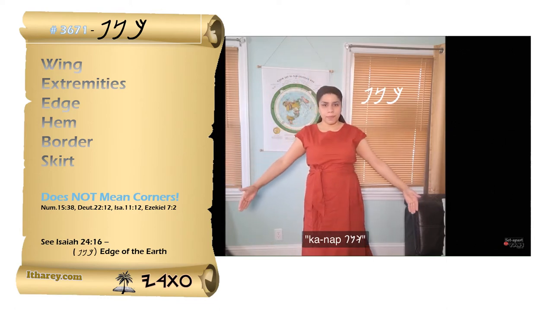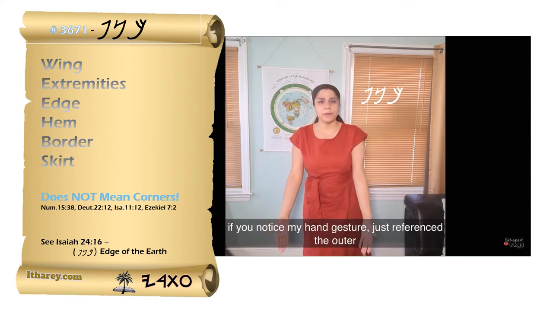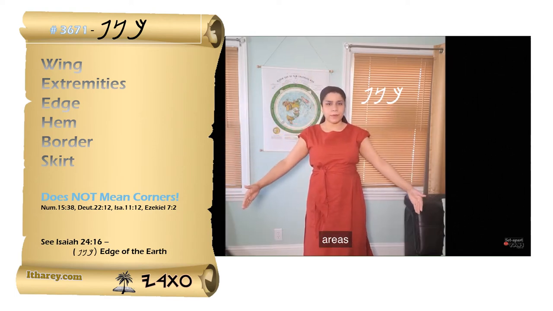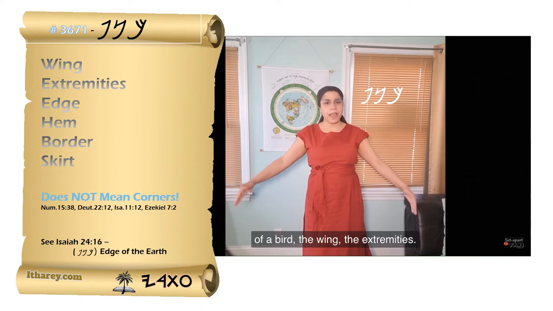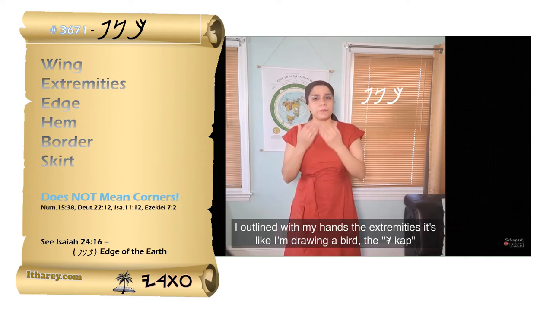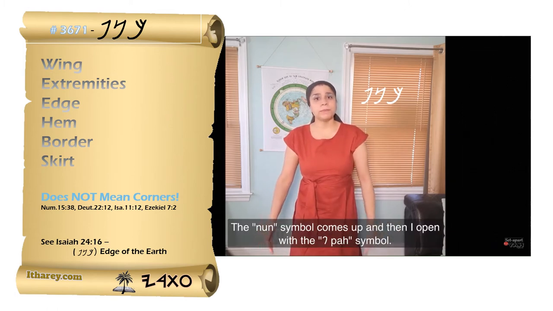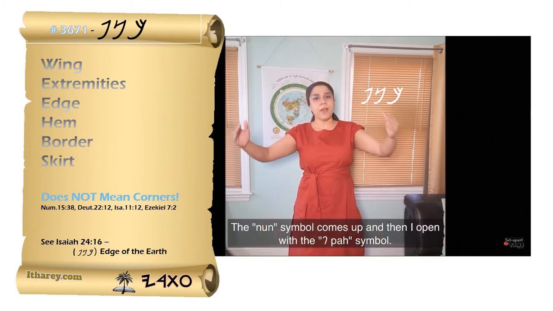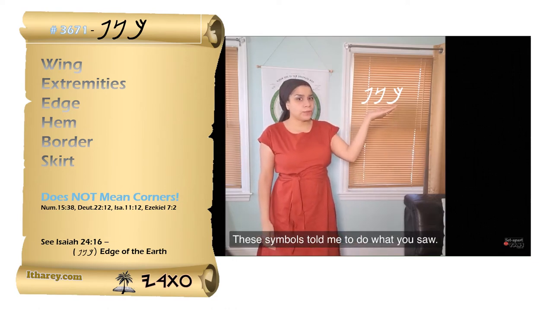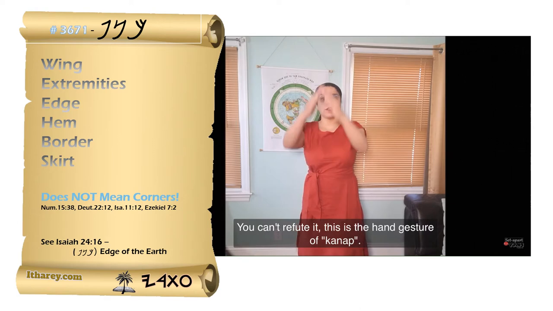Now, if you notice, my hand gesture just referenced the outer areas of a bird, the wing, the extremities. I outlined with my hands the extremities. It's like I'm drawing a bird. The ka symbol is palm. As you notice, I go down. The noon symbol comes up. And then I open with the paw symbol. These symbols told me to do what you saw. You can't refute it. This is the hand gesture of kanap.